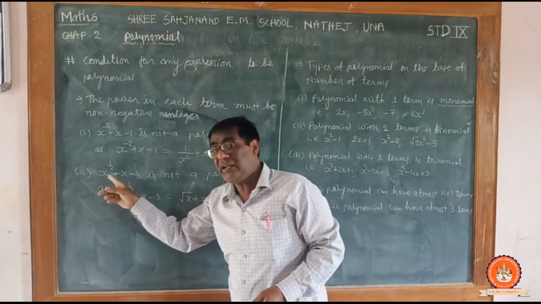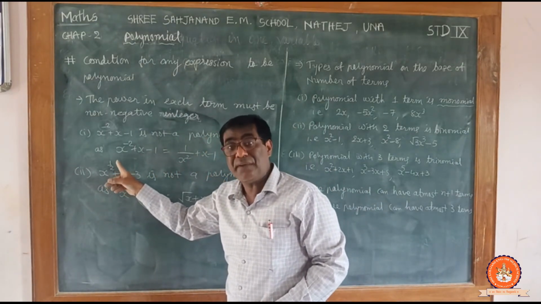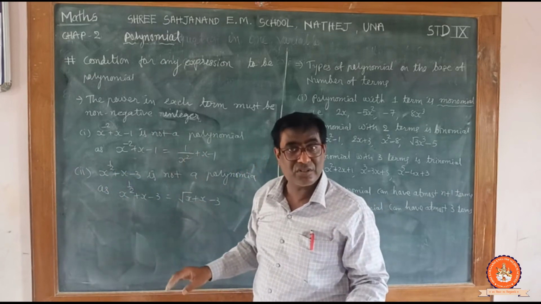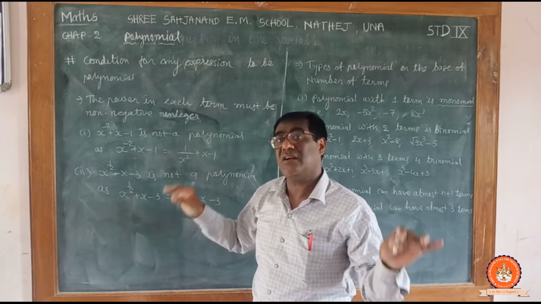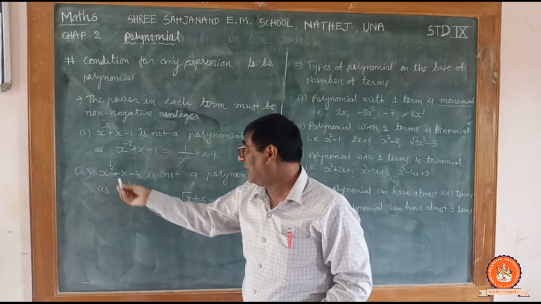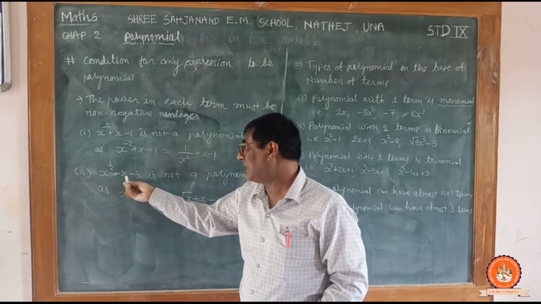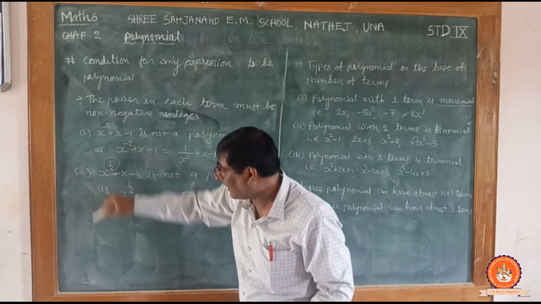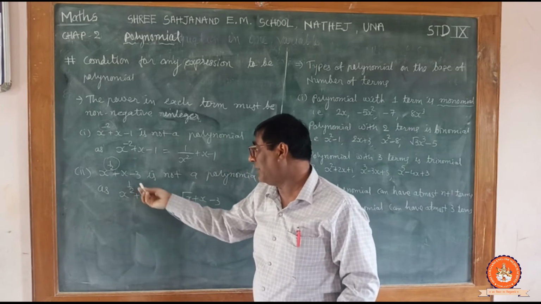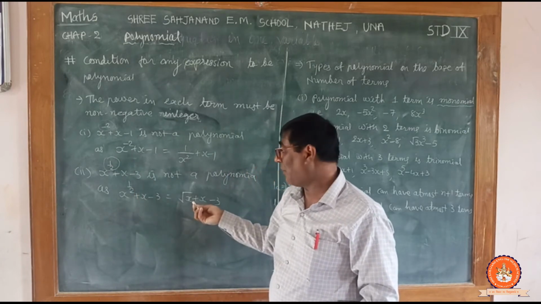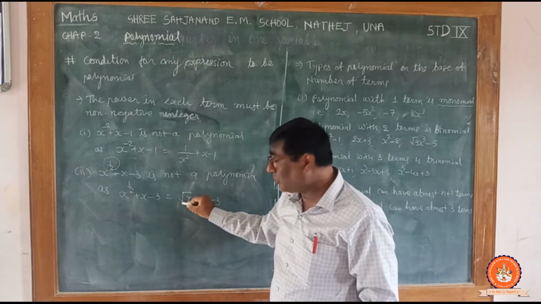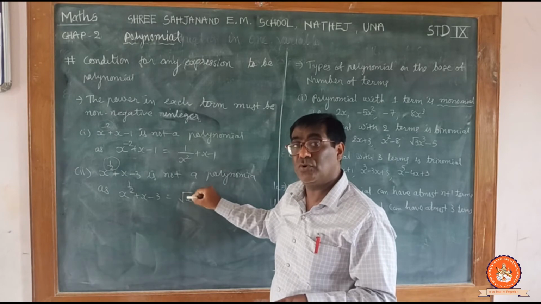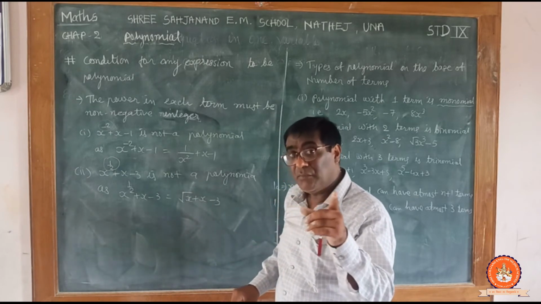It should also be an integer. This is not an integer, this is a fraction number. So the power cannot be a fraction number. It should be an integer, rather a non-negative integer. Okay, x raised to 1 by 2 plus x minus 3 is not a polynomial because the power is a fraction. Because x raised to 1 by 2 is considered as square root of x. So a square root or cube root on a variable, mind it, on a variable.